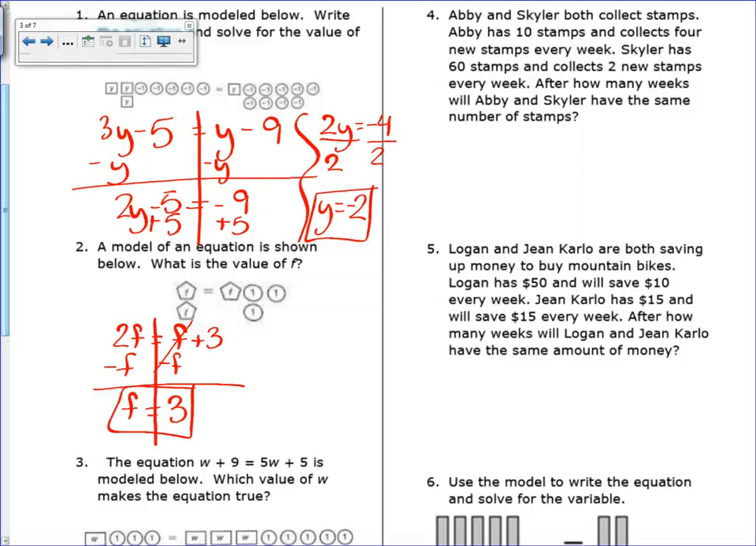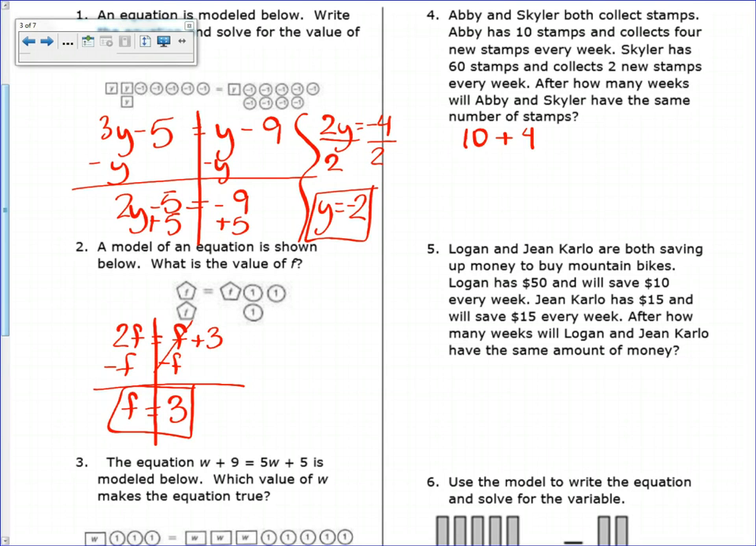Number 4. Abby and Skylar both collect stamps. Abby has 10 stamps and collects 4 new stamps every week. Skylar has 60 stamps and collects 2 new stamps every week. After how many weeks will Abby and Skylar have the same number of stamps? So first we're going to look at Abby. She starts with 10 stamps, and she adds 4 new stamps every week.